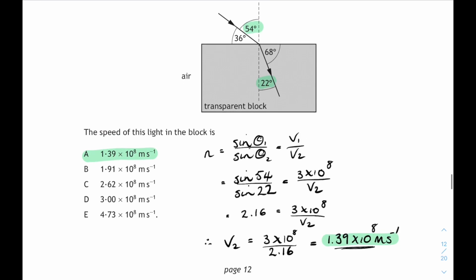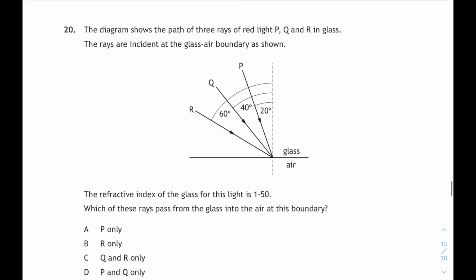That's answer A. Question 20. The diagram shows the path of 3 rays of red light, P, Q and R, in glass. And the rays are incident at the glass-air boundary as shown. So glass at the top, air underneath. And the refractive index of the glass for this light is 1.50.